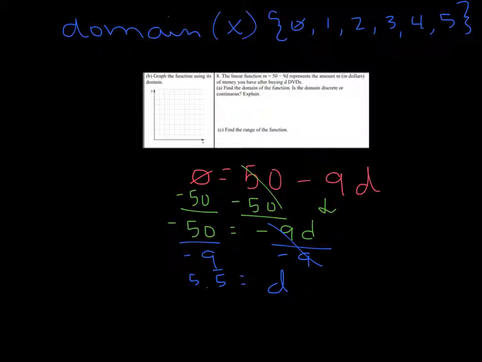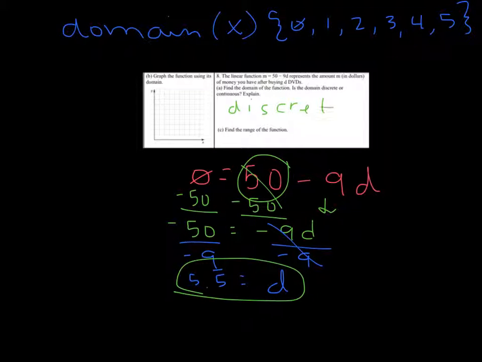Since my answer here was 5.5 repeating, I know that I have enough money to buy up to 5, but I don't quite have enough to buy 6, which should make sense to you because if they're $9 each, 9 times 6 is 54, and we only have $50. Okay? So notice that I'm listing out my numbers as individual data. I have 0 DVDs, 1, 2, 3, 4, 5. I don't have parts in there. Therefore, for the part of the question that asks if the domain is discrete or continuous, it would be discrete.